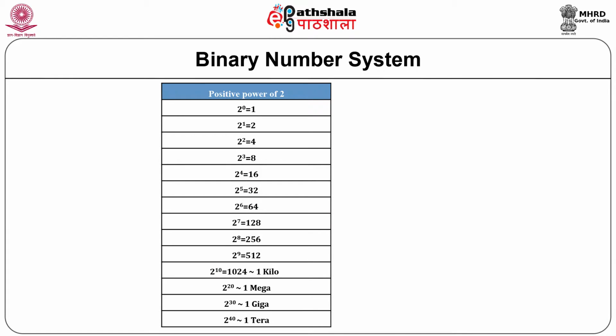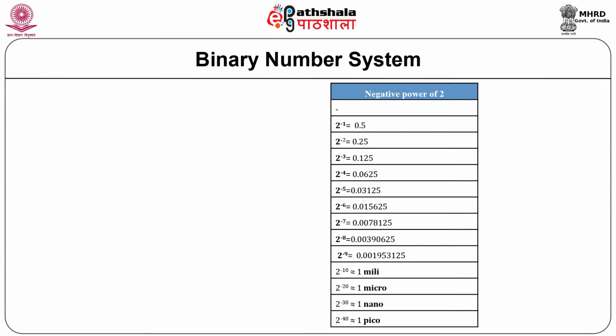Let us consider the positive power of 2. 2 raised to 0 is equal to 1. 2 raised to 1 is 2, 2 raised to 2 is 4, 2 raised to 3 is 8, 2 raised to 4 is 16. Similarly, we can have doubling the weight of the number, that is 32, 64, 128, 256, 512. Let us note that 2 raised to 10 represents 1024, and we can say approximately it is 1 kilo. Similarly, 2 raised to 20 represents 1 mega, 2 raised to 30 represents 1 giga, 2 raised to 40 represents 1 tera, and so on.